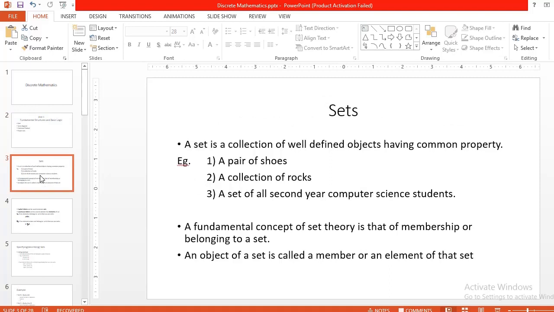A set is a collection of well-defined objects having some common property. For example, a pair of shoes, a collection of rocks, or the set of all second year computer science students of division A or division B. The fundamental concept of set theory is membership, or belonging to that set. An object of a set is called a member or element of that set.